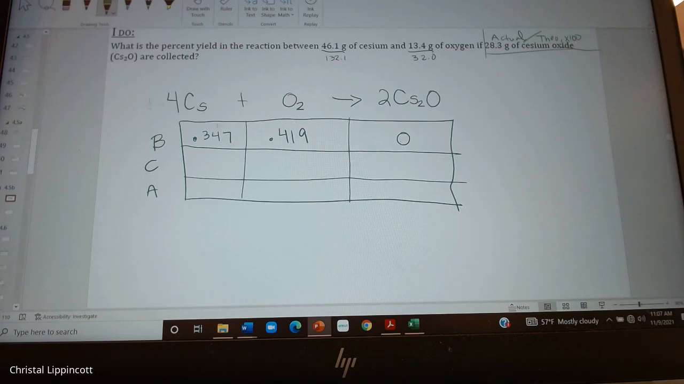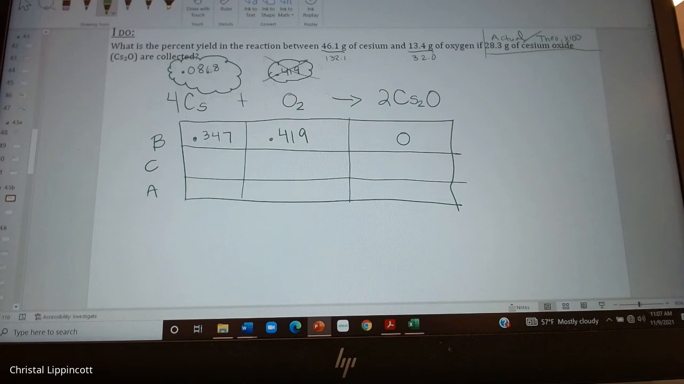Then we're going to take these and we're going to make our clouds. So we're going to make 2 clouds. I'm going to take the 0.347 and divide by 4. That's going to give me a cloud here of 0.0868. And then this guy I divide by 1, so 0.419. So this is my smallest cloud. I'm going to get rid of this one.